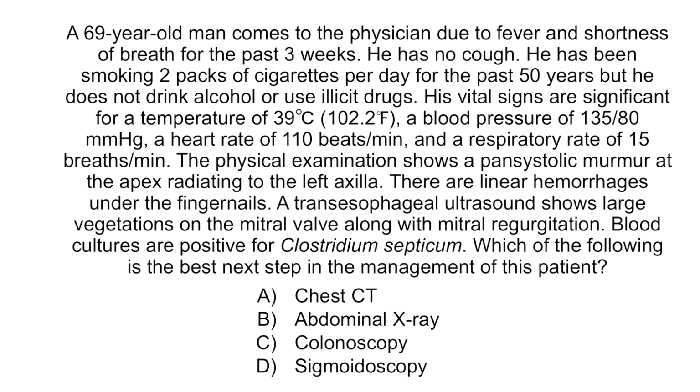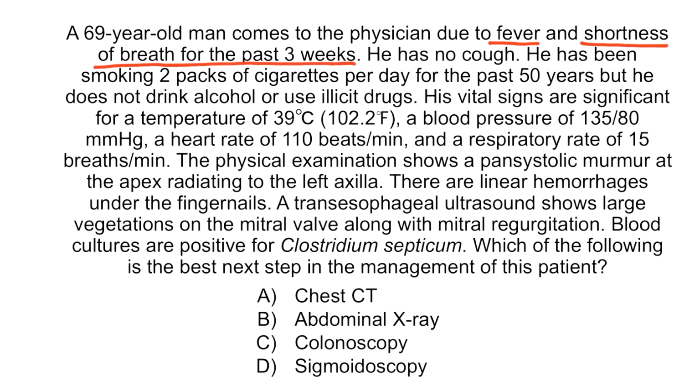The physical examination shows a pansystolic murmur at the apex radiating to the left axilla. There are linear hemorrhages under the fingernails. A transesophageal ultrasound shows large vegetations on the mitral valve along with mitral regurgitation. Blood cultures are positive for Clostridium septicum. Which of the following is the best next step in the management of this patient? A. Chest CT, B. Abdominal X-ray, C. Colonoscopy, or D. Sigmoidoscopy.